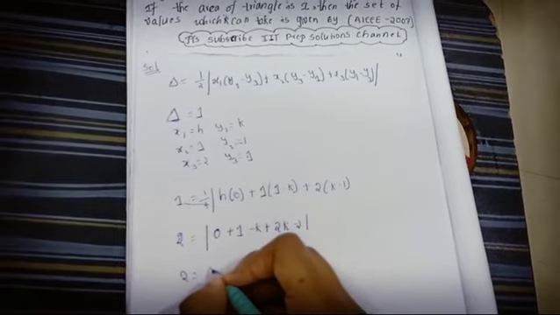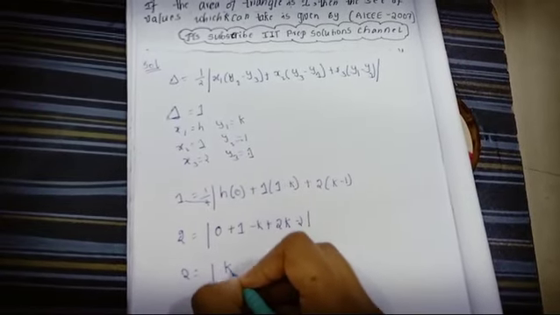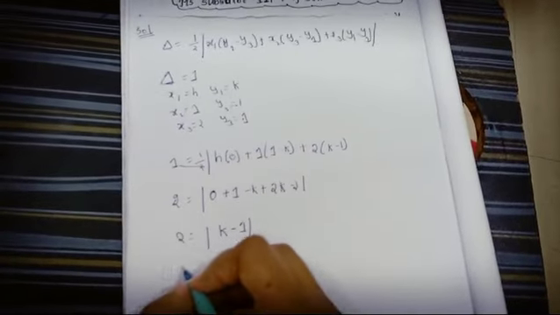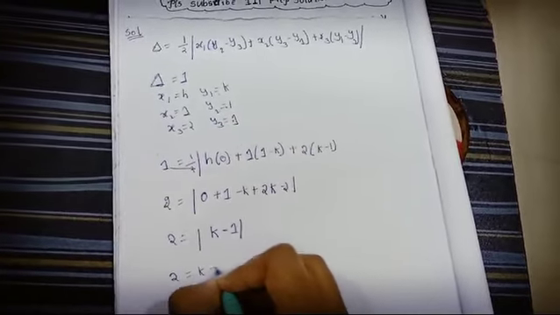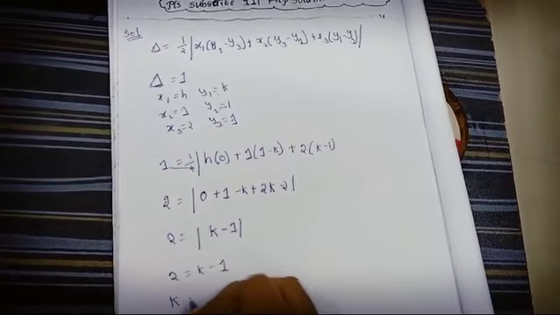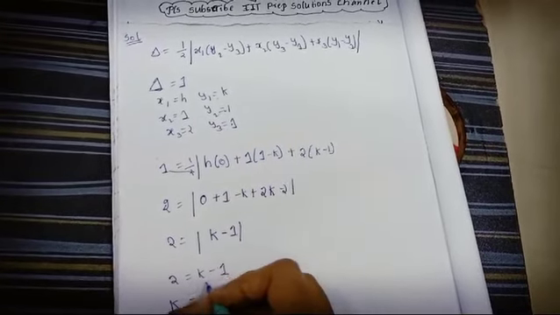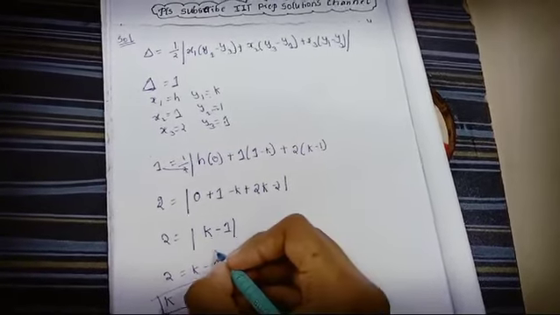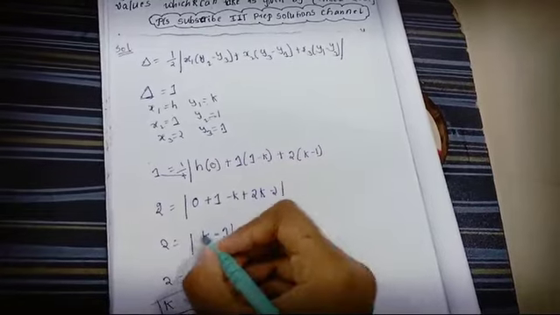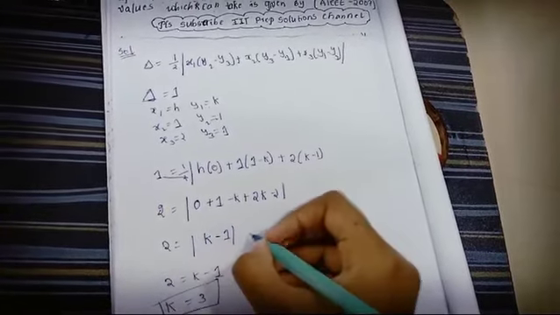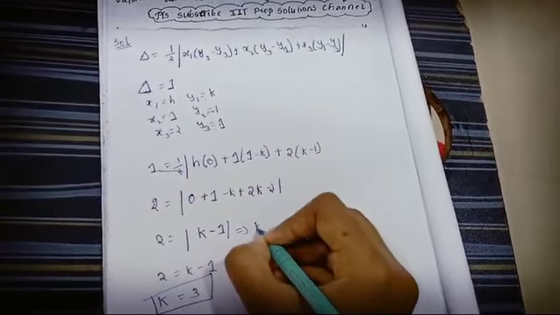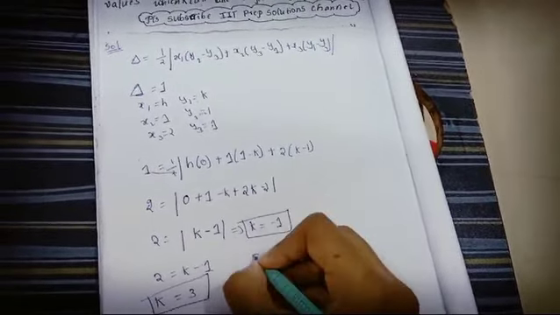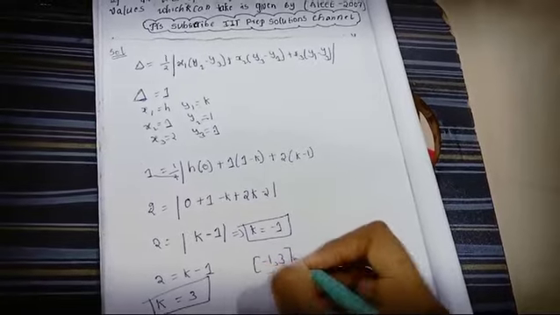2 is equal to k minus 1. 2 is equal to k minus 1. So that k is equal to 3, or here k equal to minus 1. Okay, 2, minus 1 comma 3 is our required answer.